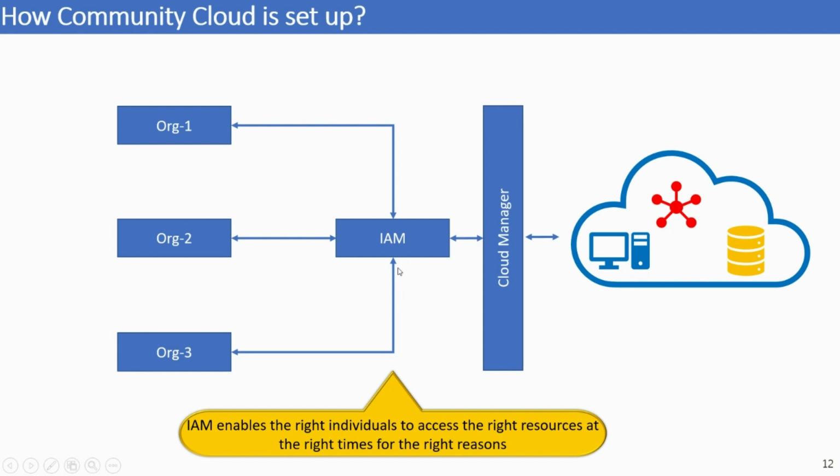Here the IAM stands for identity and access management. It refers to a security discipline that enables organizations to access the right resources at the right time for the right reasons. The IAM helps the organization to manage and control access to the resources, including applications, system data, and the network, which are shared between the organizations. This is how the community cloud is set up.